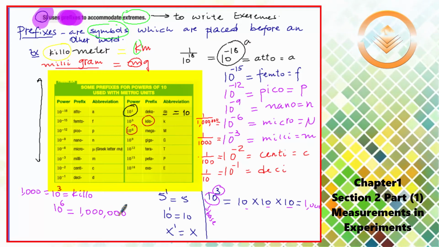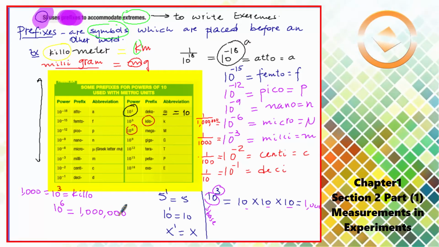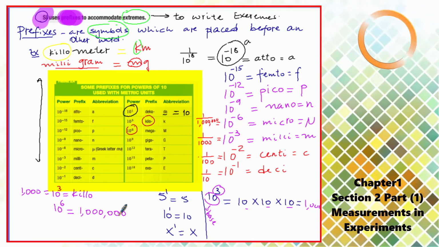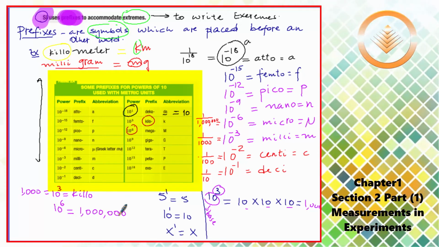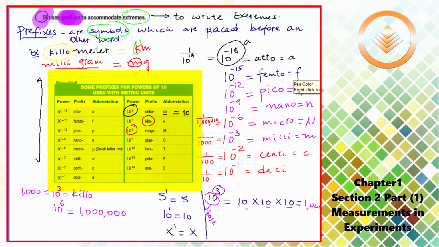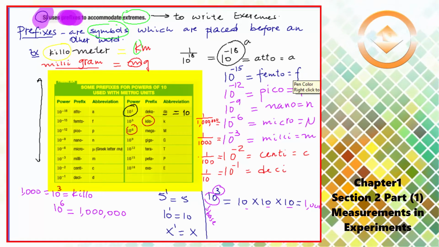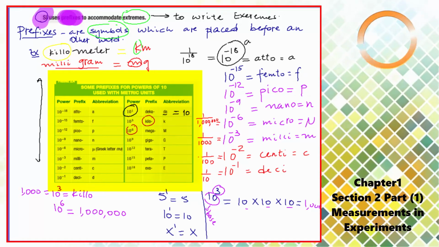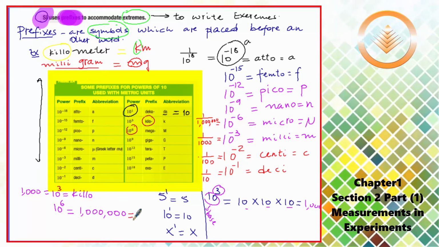And it has a special name called mega. Mega is a bigger number, a very big number. As I told you before, prefixes are used to write extreme values or extreme numbers. Numbers which are very big, like kilo, mega, giga, tera, or smaller numbers like femto, pico, nano, micro. So 10 to the power of 6 has a special name that is called mega.